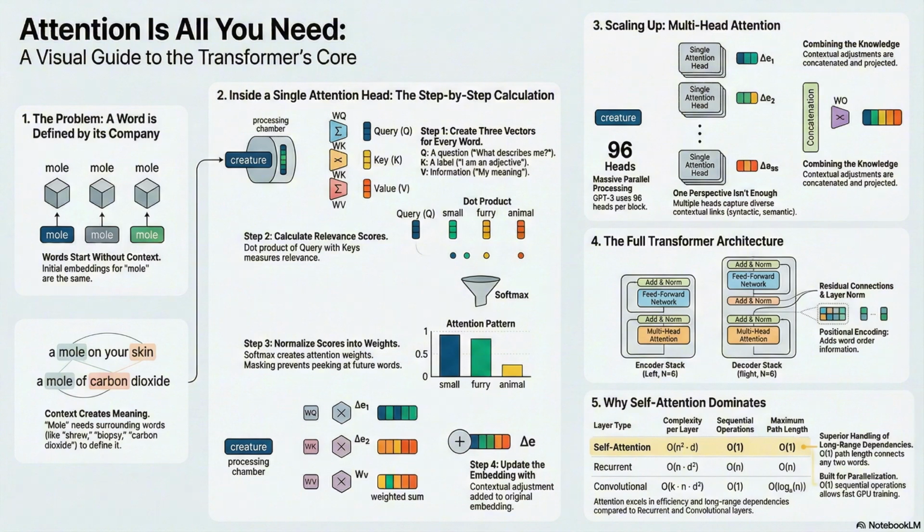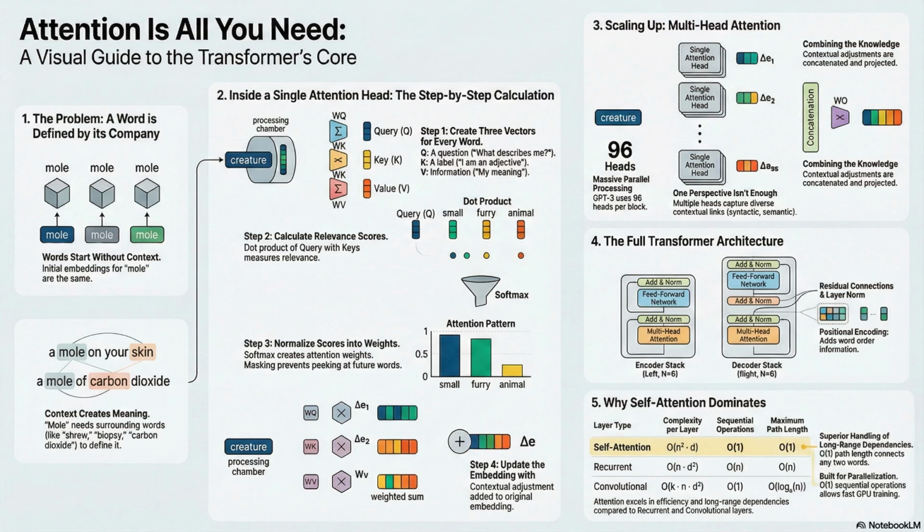Exactly. The sum of all that is a new vector, let's call it delta E, which is the context injection. That change is then added to the original context-free embedding of creature, and suddenly you have a new, refined vector that knows it's a fluffy blue creature, not just any old creature.